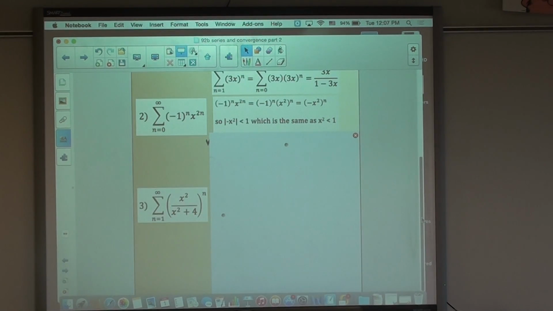Oh, this was you working it through? Yeah. And the absolute value of negative x squared is just x squared, so we just drop it.